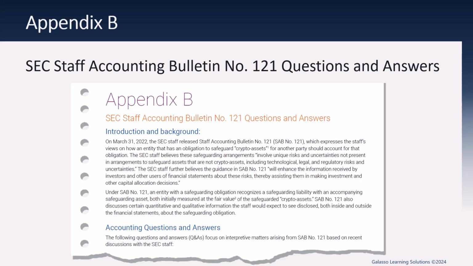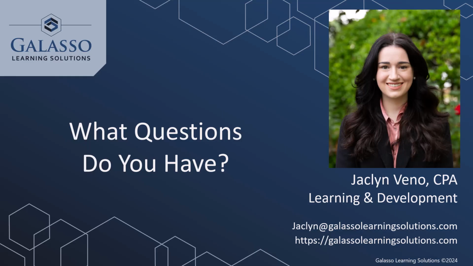What they came up with was that an entity that has a safeguarding obligation should recognize a safeguarding liability with an accompanying safeguarding asset. Both are initially measured at the fair value of that safeguarded crypto asset. The Digital Assets Working Group decided to include this in the practice aid as well, in addition to Chapters 5 and 6, because it has lots of good information. And once again, it is in that Q&A format. As you can see, there really are some wonderful updates in the new Digital Asset Practice Aid.